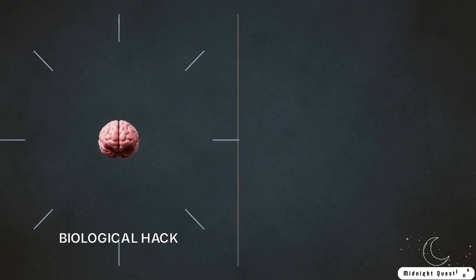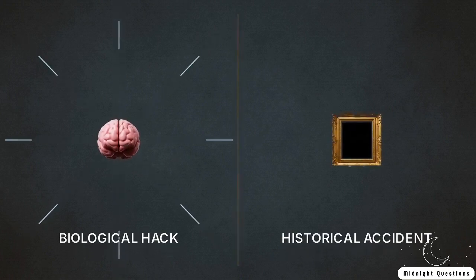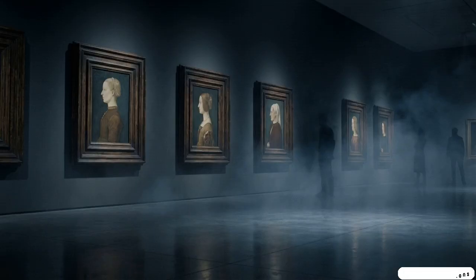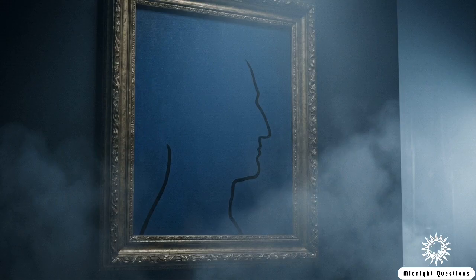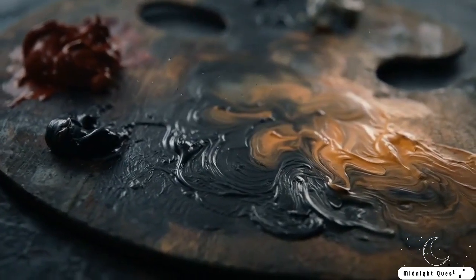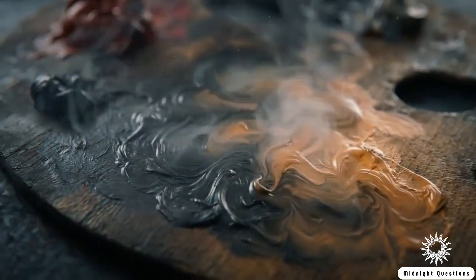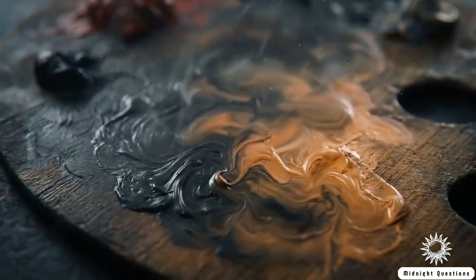Her status is an illusion built on two pillars: a biological hack of the human brain and a 20th century historical accident. To understand the visual hack, look at the artistic baseline of the 16th century. Most portraits from that era were painted as entirely flat, stiff, two-dimensional profiles. Da Vinci approached this problem by developing a revolutionary technique called Sfumato, which translates from Italian as smoky.